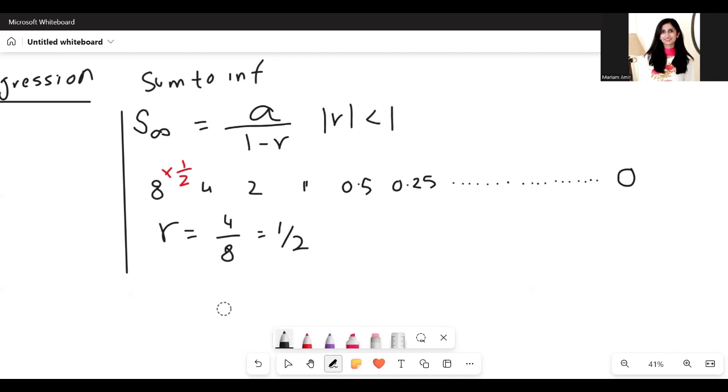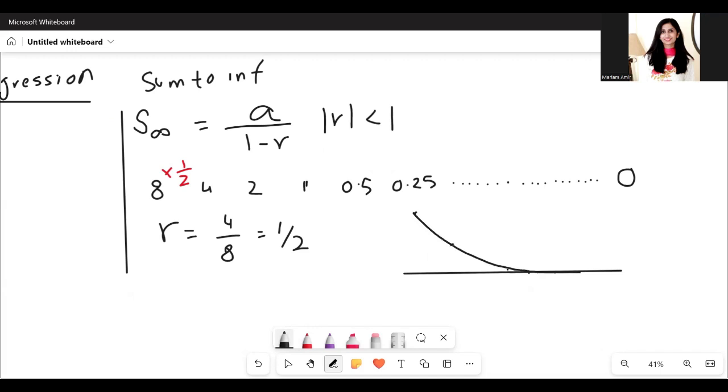So now this is not a diverging term. Instead, it keeps decreasing. So the first term was 8, then it was 4, it became smaller, then it became 2, then it became 1, then it became 0.5, 0.25. So it's a converging sequence, and eventually it becomes 0. Started at 8, so this is the y-axis, 8, and it ends at 0.